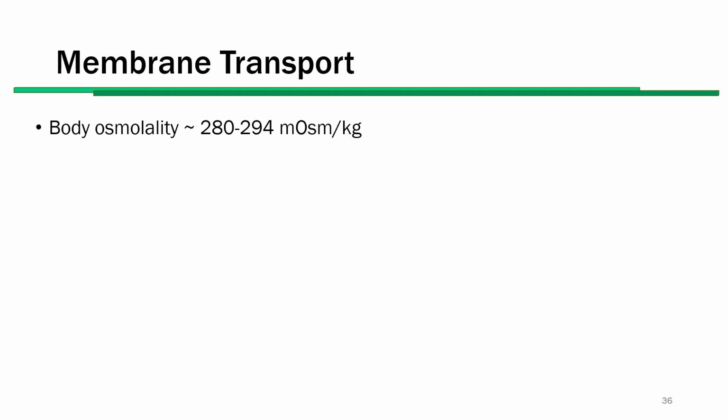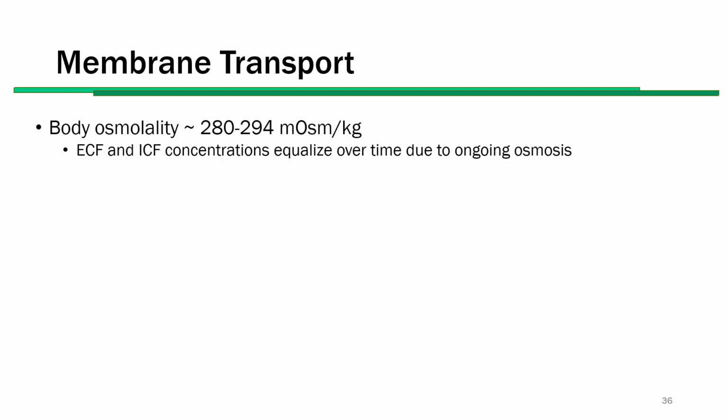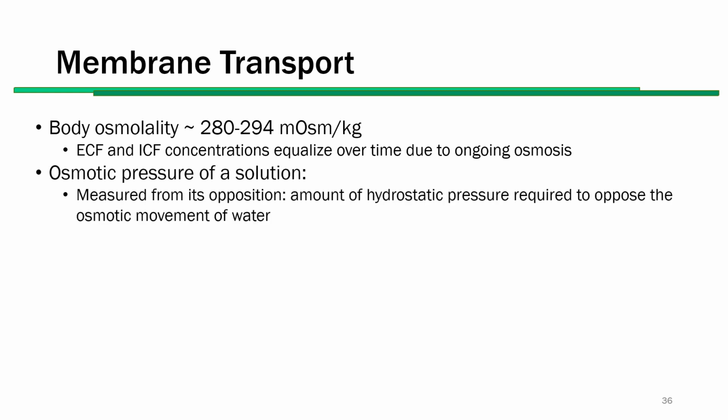Body osmolality is about 280 to 294 milliosmoles per kilogram. The extracellular fluid and intracellular fluid concentrations equalize over time due to ongoing osmosis. So if the extracellular fluid changes osmolarity, the intracellular fluid will reach equilibrium with that over time. The osmotic pressure of a solution is measured from its opposition. The osmotic pressure is how much hydrostatic pressure is required to oppose the osmotic movement of water. So we kind of measure it in the negative. So an osmotic pressure is how much hydrostatic pressure we'd have to apply to prevent the osmotic movement.